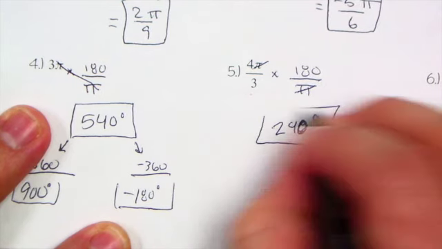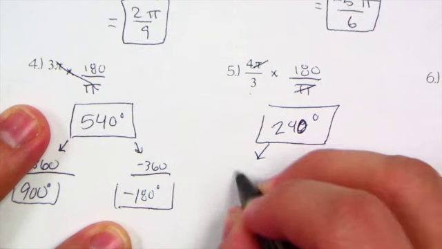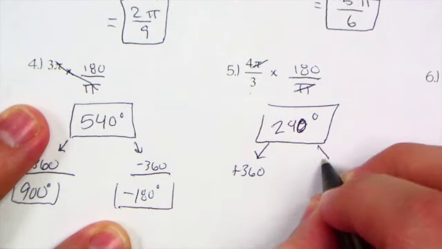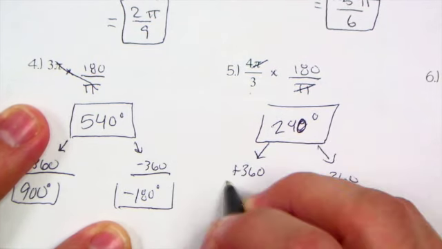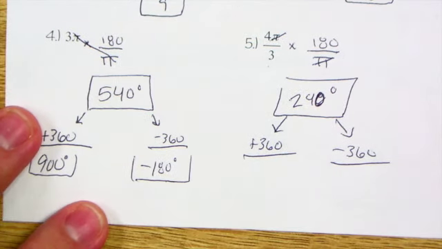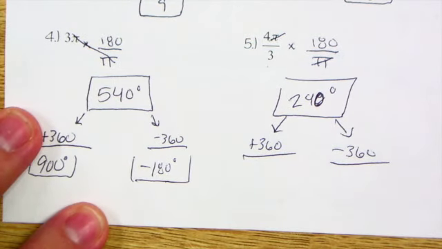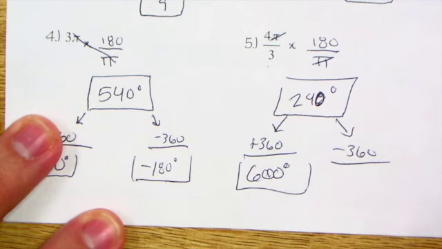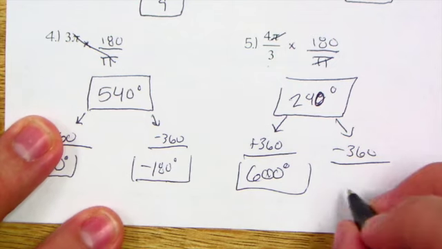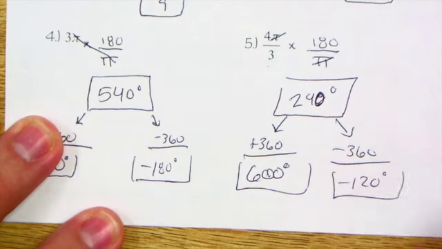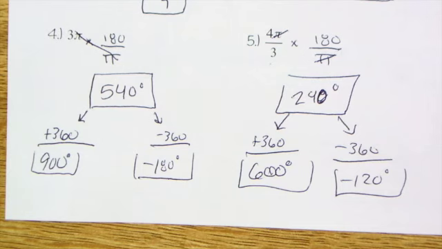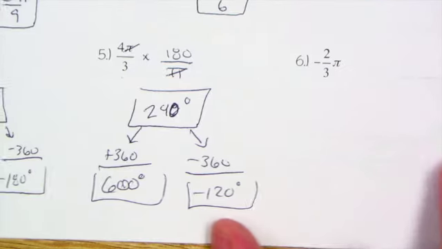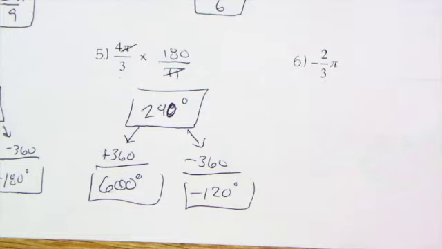And then I'm going to find a positive and negative, so plus 360, and a negative, minus 360. If I do 240 plus 360, I get 600 degrees. And if I do 240 minus 360, negative 120 degrees. And so that's it. I mean, you can do the last one there if you want to, but that's converting from degrees to radians.